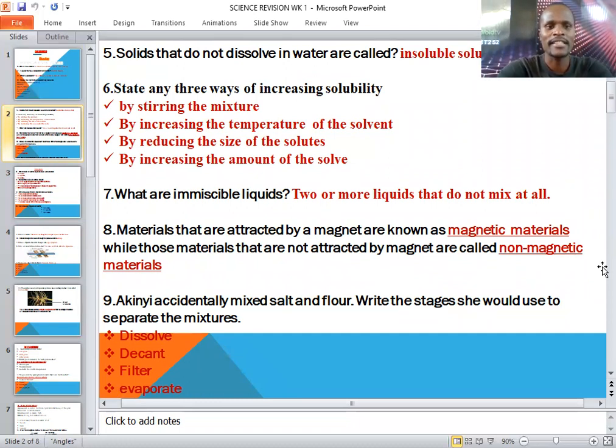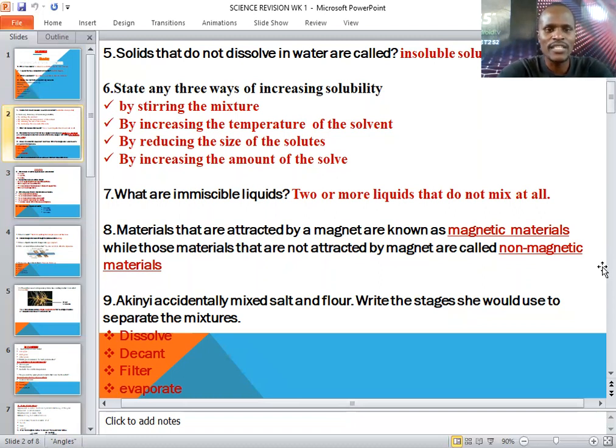Apart from stirring the mixture, we also have increasing the temperature of the solvent. For example, you are making tea. For that sugar to dissolve very fast, ensure that the liquid is hot. When the liquid is hot, it increases the solubility of that solute in a solvent. So by increasing the temperature of water, sugar is able to dissolve in water very fast.